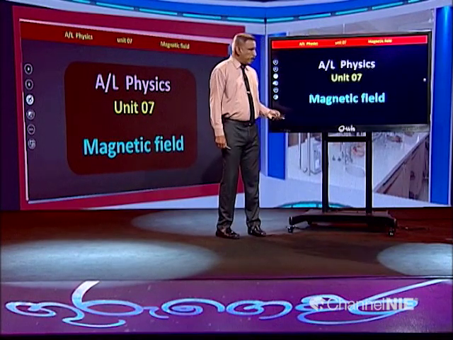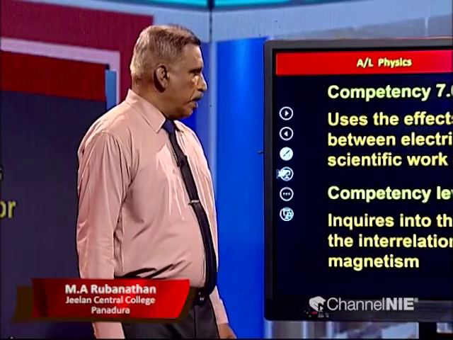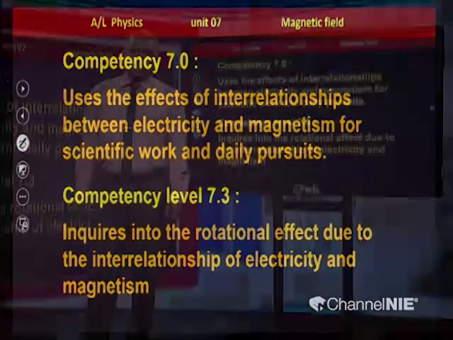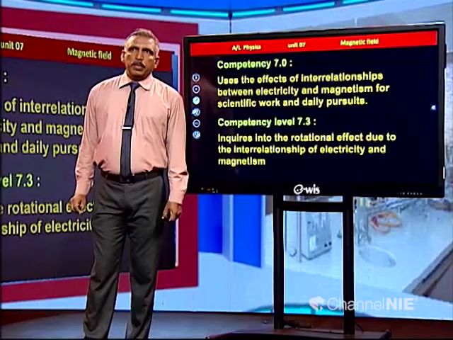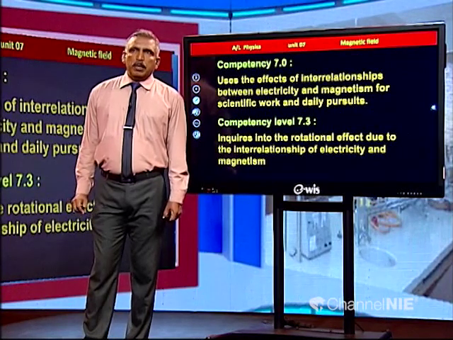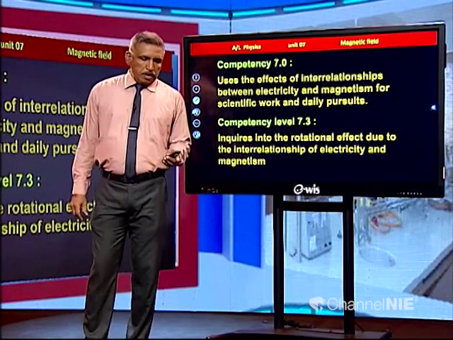Let's see that competency level: inquiries into the rotational effect due to the interrelationship of electricity and magnetism. So already we have finished the rotational effect of the coil, the torque on the coil, and also completed the moving coil galvanometer. Now we go to the remaining part of this competency level, the motor.